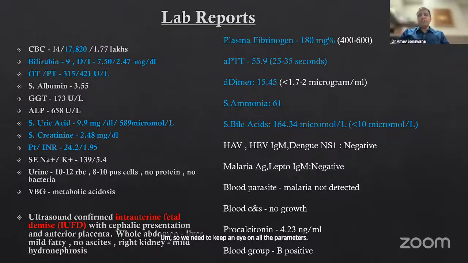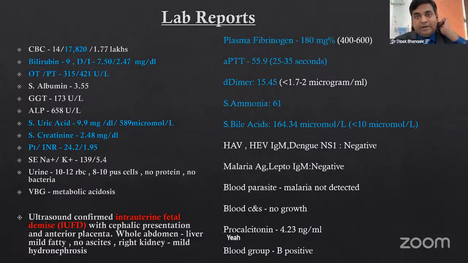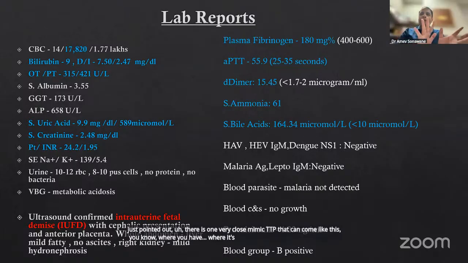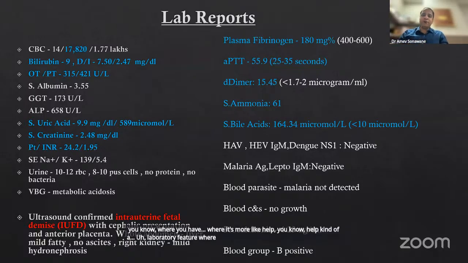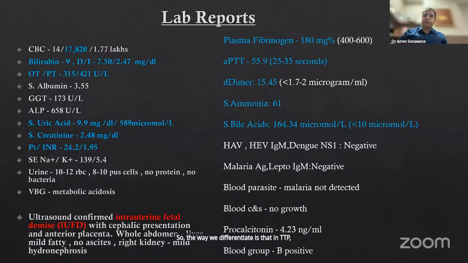So, like how Ashwati just pointed out, there is one very close mimic, TTP, that can come like this, where you have more of a HELLP kind of laboratory feature, where plasma exchange is very important because of ADAMTS13 deficiency. So the way we differentiate is that in TTP you'll have a very low platelet count. It won't be like HELLP where the platelet count is slightly on the higher side.